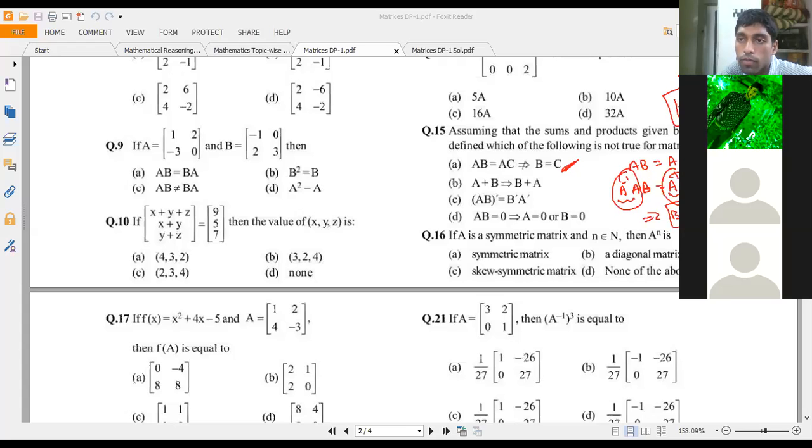Sir, A times A inverse. I होते हैं. A into A inverse equal to A inverse into A equal to I. मतलब अगर A का इनवर्स हो सके तभी B इक्वल्स टू C हो.